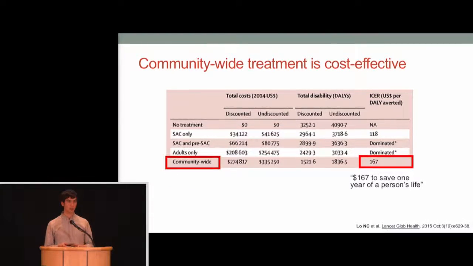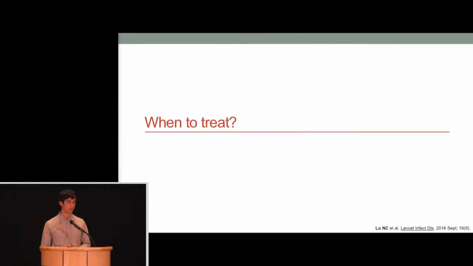So we estimate about $160 to save 1 year of life. So once again, the lower this number is, the more cost effective. And typically we say if this number is below $1,000 to $1,500 US dollars, it's defined as highly cost effective. We then want to know when to treat.